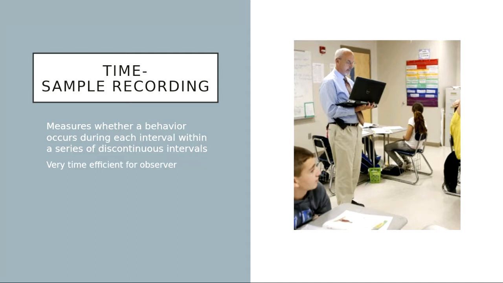Take, for example, let's say a principal is doing teacher observations and they want to see whether or not the teacher has good classroom management. So they are going to see if disruptive behavior occurs during 3 time samples during the day. So the principal might drop into the class from 9 to 9:30, 1 to 1:30, and 2 to 2:30. So again, you're just doing time samples. You're taking little samples of time.